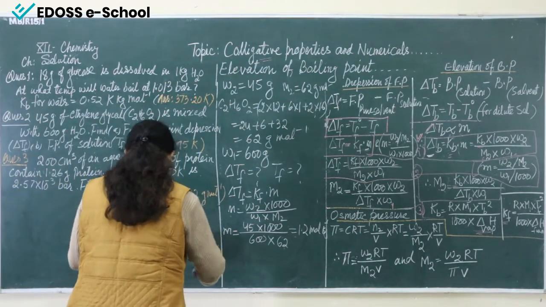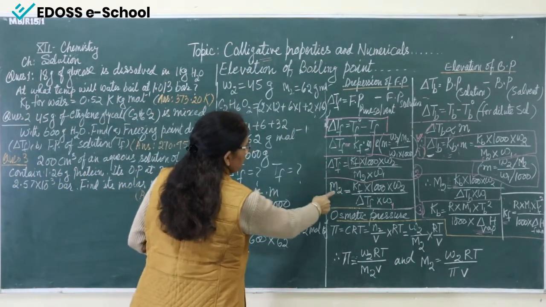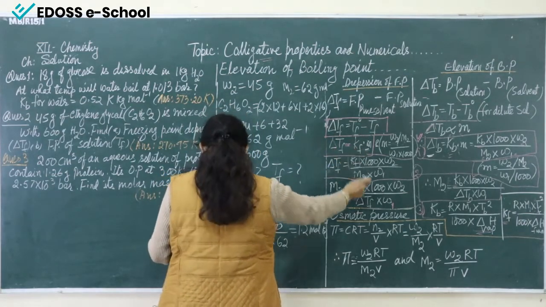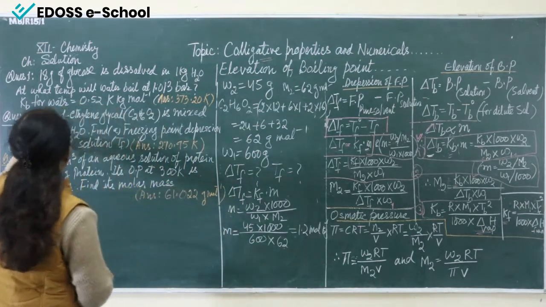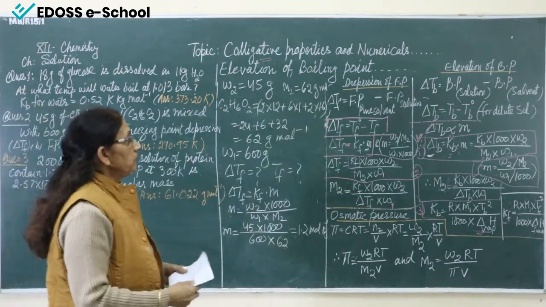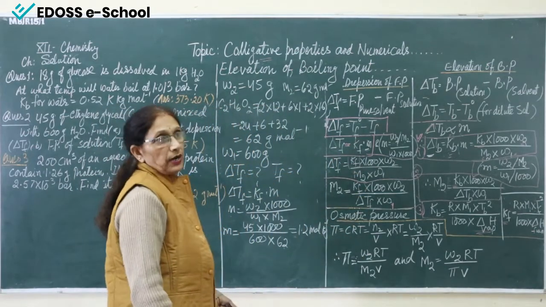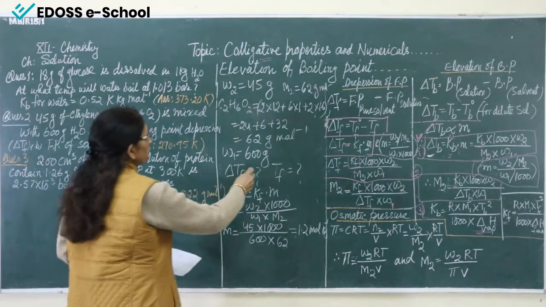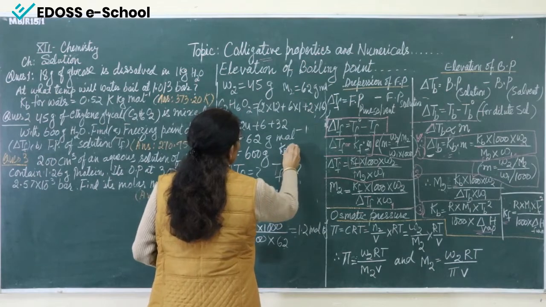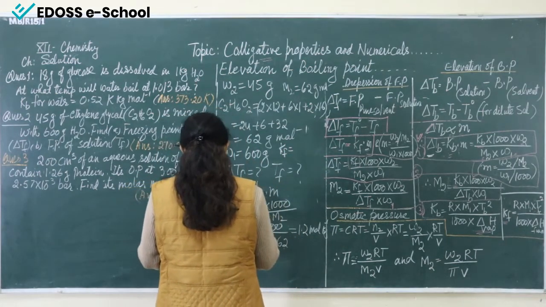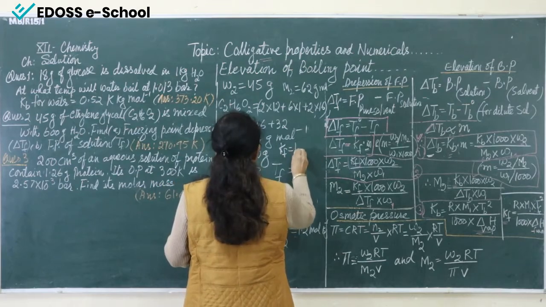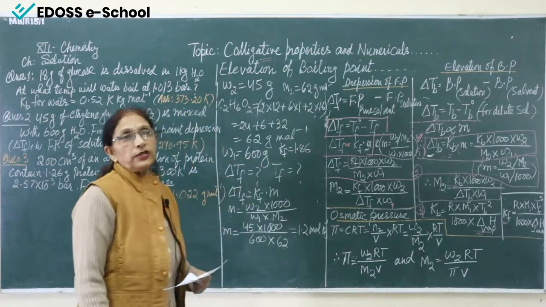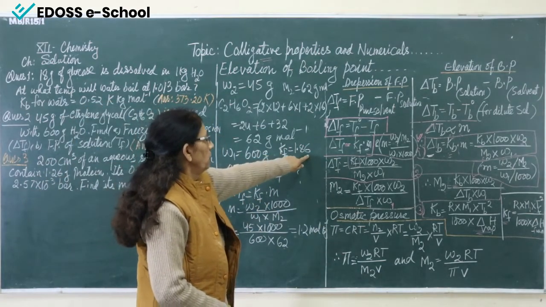Now delta Tf. This is the formula here. So how will we find delta Tf now? Kf is not given to you here, but sometimes we have to keep in mind what the Kf is. In the question it is not given, but remember the value of Kf. This is equal to 1.86 Kelvin kg per mole. This is the value for Kf.